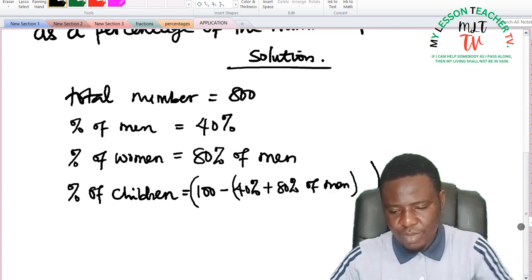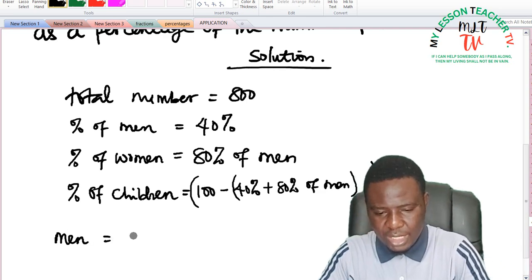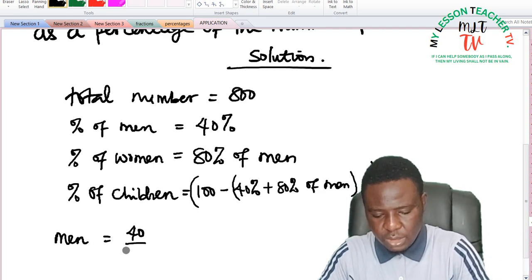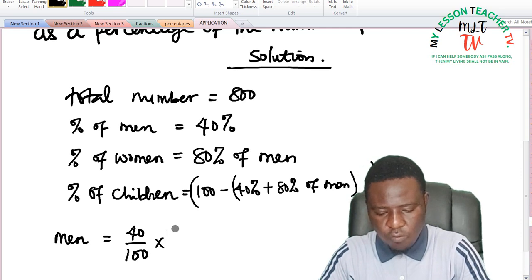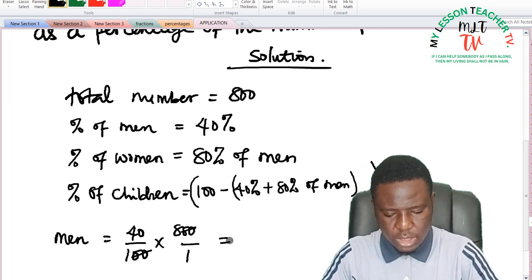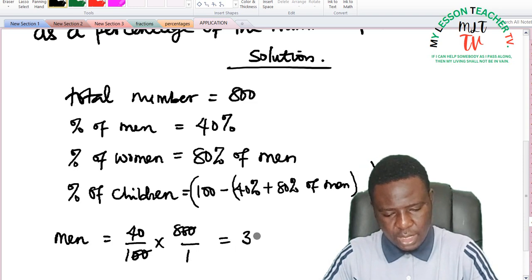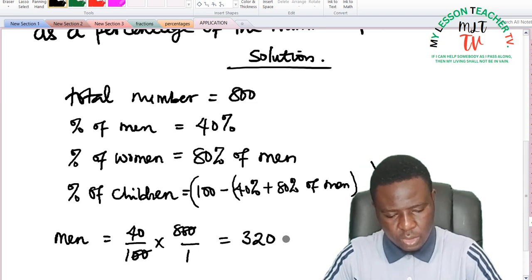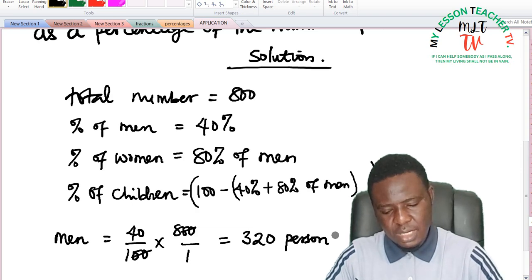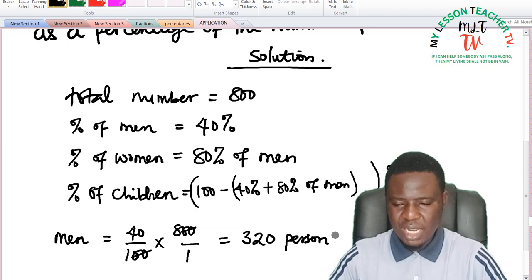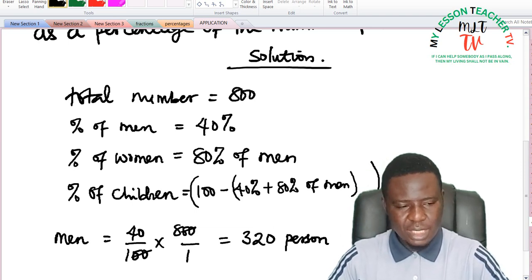So percentage of men that attended the rally, they are said to be 40% of 800. And these two zeros will cancel these two zeros. This is equal to 40 times 8, which is 320. So 320 men attended that rally.